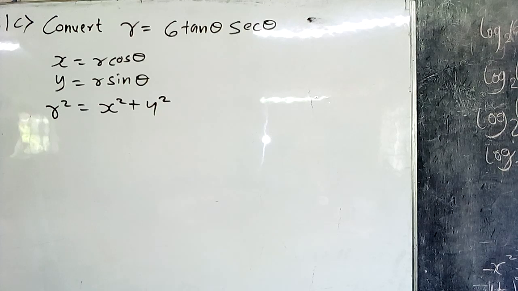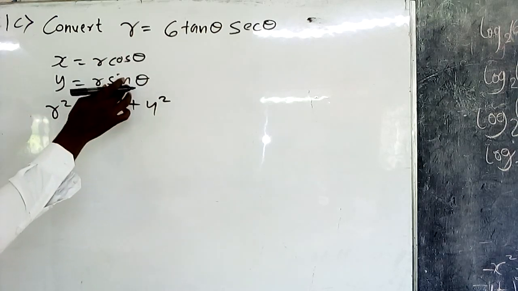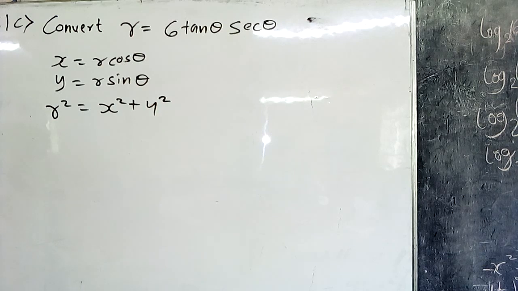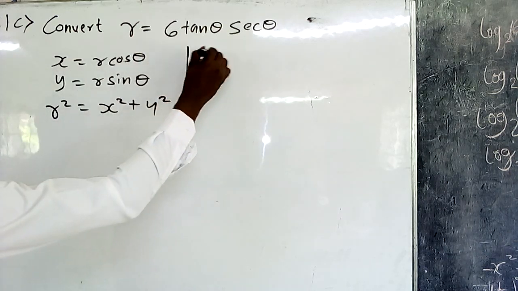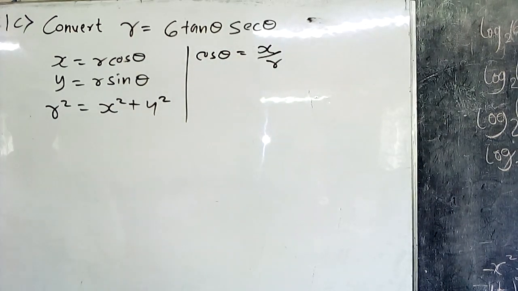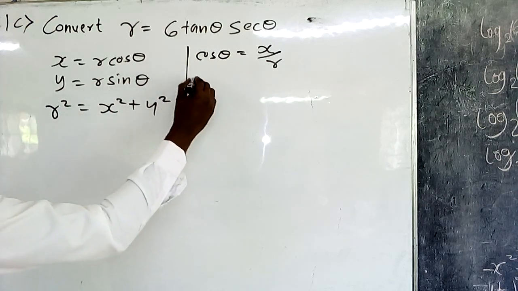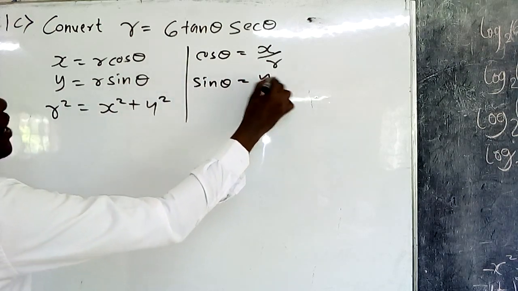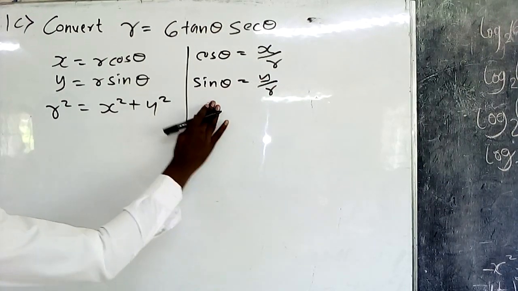Are we together? So from here, you can make cos theta and sin theta the subject, because those are the things we'll be substituting. If x is r cos theta, then cos theta is x over r. If y is r sin theta, then sin theta is y over r. Then from there you can get tan theta.